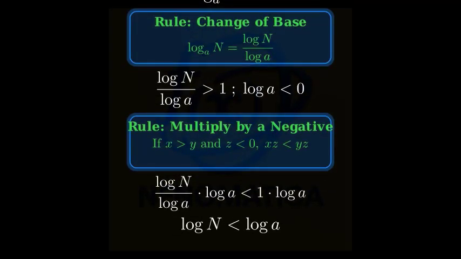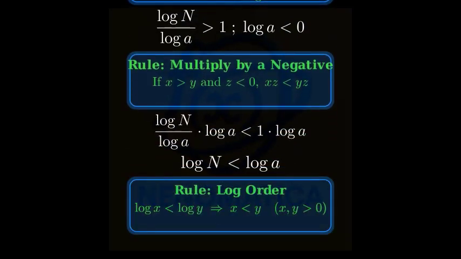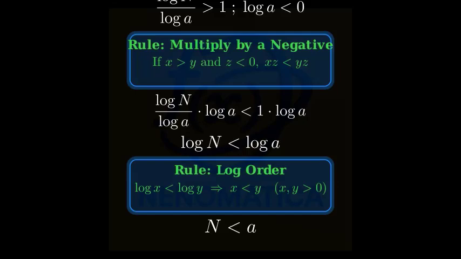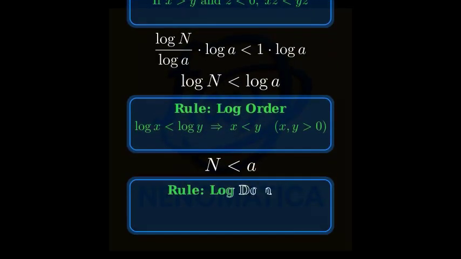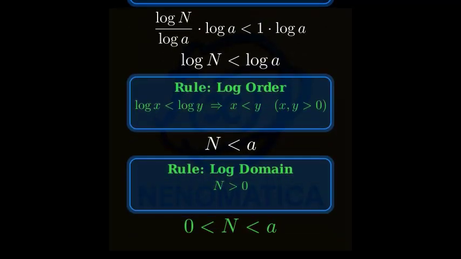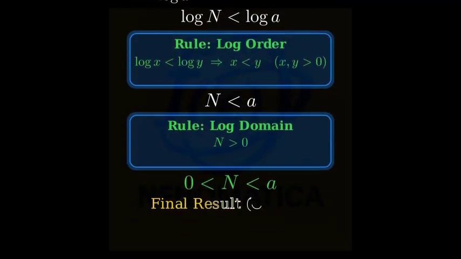Finally, apply the domain restriction for logarithms. n must be positive. Combining gives 0 less than n less than a. Summary of results. For log base a of n less than 1, the solution is n greater than a. For log base a of n greater than 1, the solution is 0 less than n less than a.